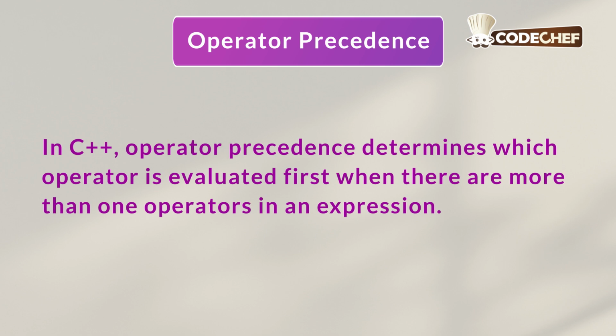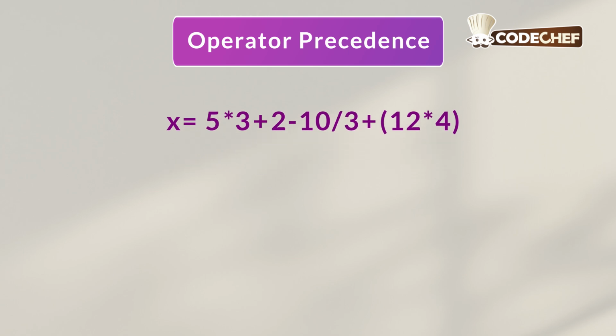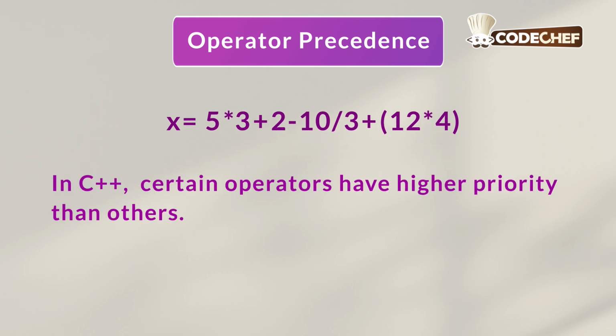In C++, operator precedence determines which operator is evaluated first when there are more than one operators in an expression. Think of it like solving a maths problem, where multiplication happens before addition, right? So similarly, in C++, certain operators have higher priority than others.